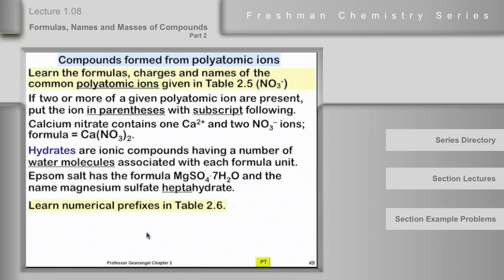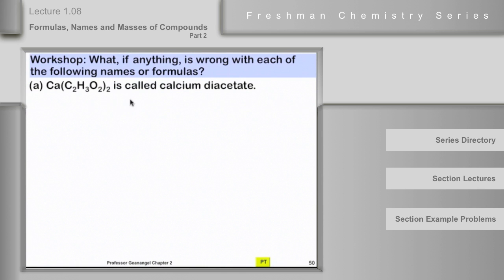Now I've put in an exercise right here, and I want to do this to help you focus. I assume that since we talked about table 2.5 last time, some of you have looked at this. So here's a little workshop. What, if anything, is wrong with each one of the following names or formulas? You don't have a slide on this. I just want you to think about it.